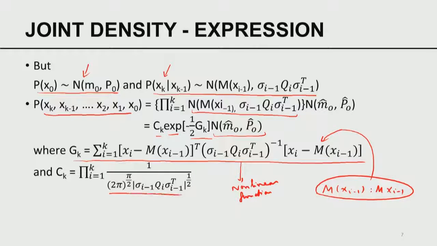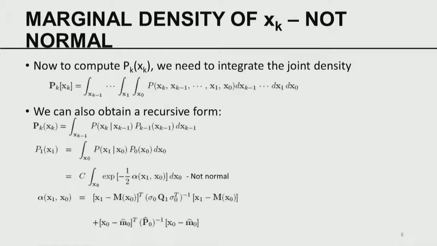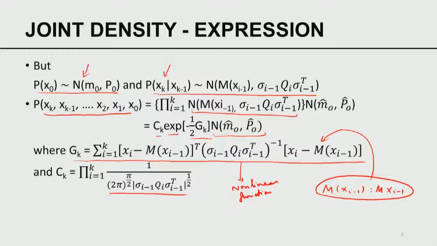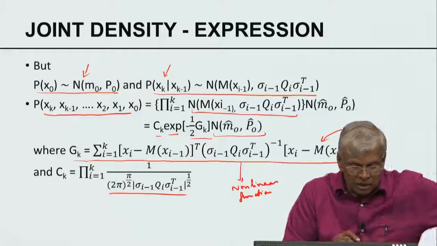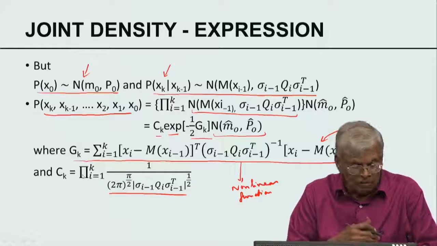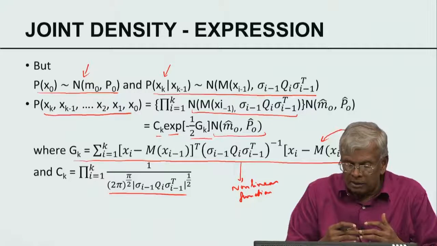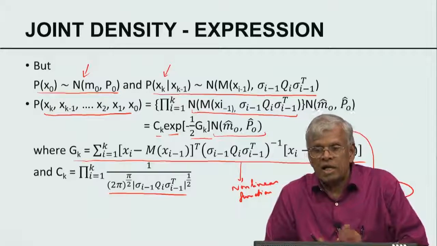So c k is given by this constant. Given this, we have now computed the joint density, at least mathematically, in the form given by the exponent g k. The expression for the exponent g k is a complex nonlinear function. If you recall, we are in the middle of a discussion of nonlinear filtering. In the case of nonlinear filtering, because of the nonlinearity, we cannot simply be content with the first moment and second moment. The complete solution is given by the entire probability density function for the forecast or analysis.